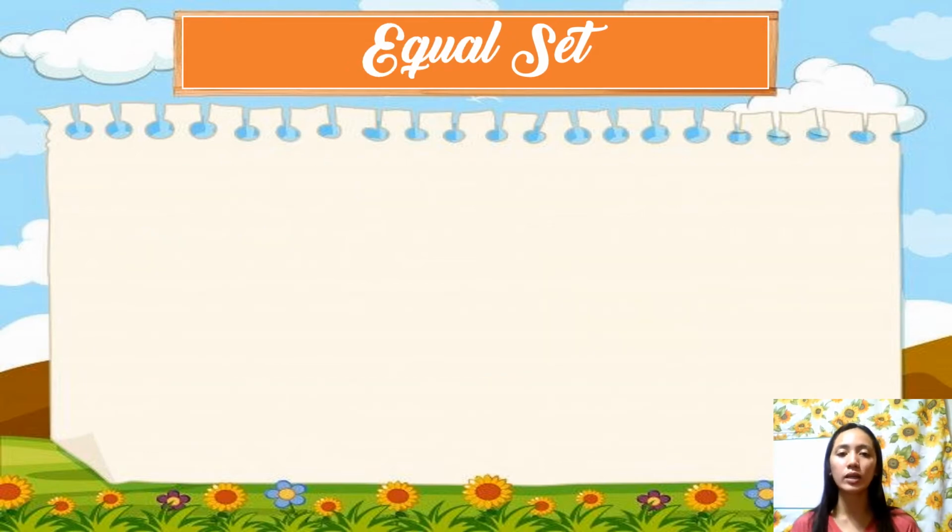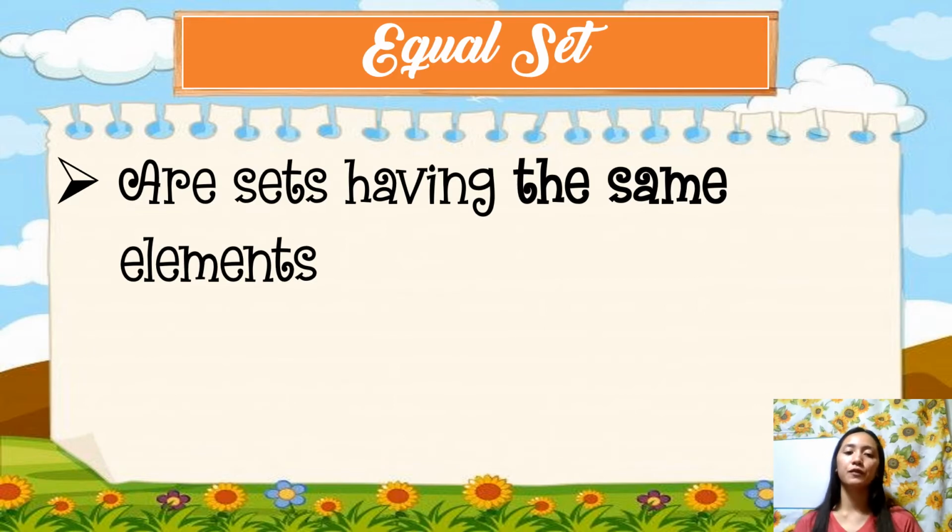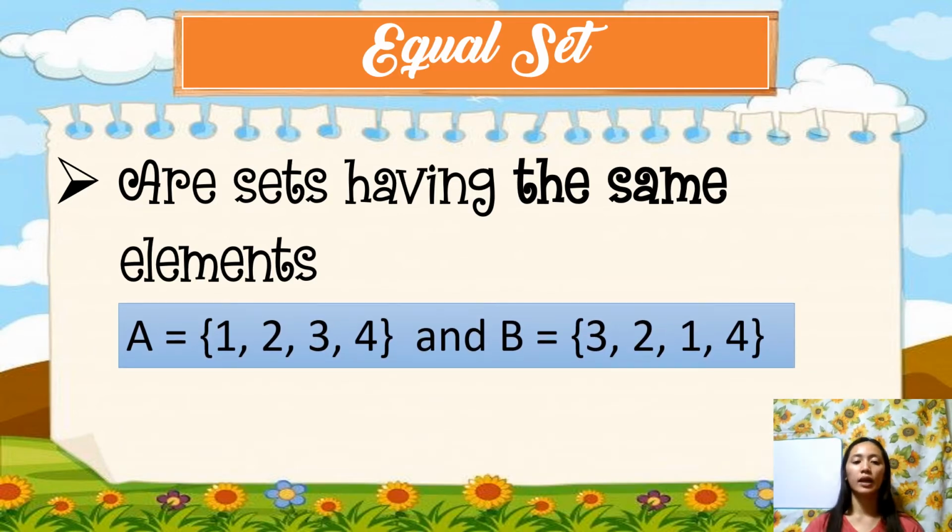Next, we have the equal set. When we say equal set, that refers to two sets having the same elements. You are comparing two sets with the same elements. Kung ano yung element ni set A, yun din yung element ni set B. Say for example, set A contains elements 1, 2, 3, and 4, and set B has 3, 2, 1, and 4. Though set B is not arranged in the same order as set A, we can still consider this an equal set since these two sets have the same elements.